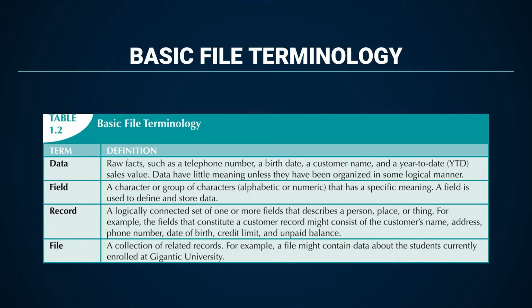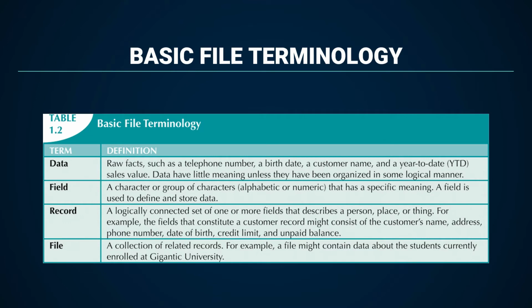These are the terminologies you will encounter in this course. Data are raw facts, such as telephone number, birth date, customer name, and the year-to-date sales value. Data have little meaning unless they have been organized in some logical manner. Fields are a character or group of characters, alphabetic or numeric, that has a specific meaning. A field is used to define and store data.